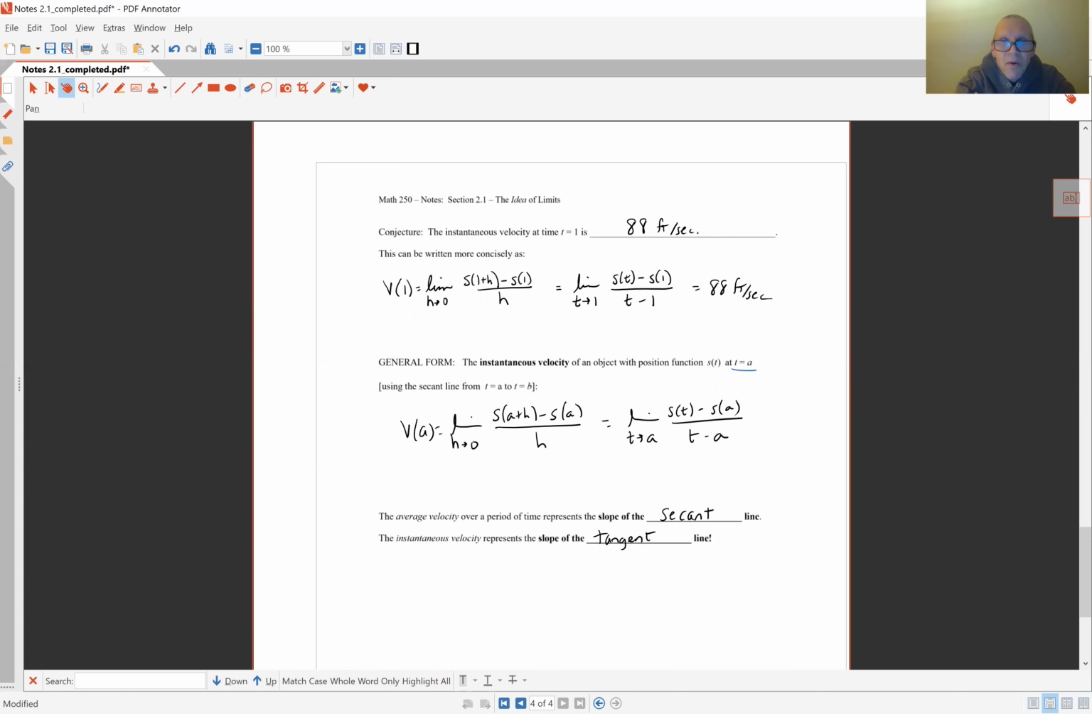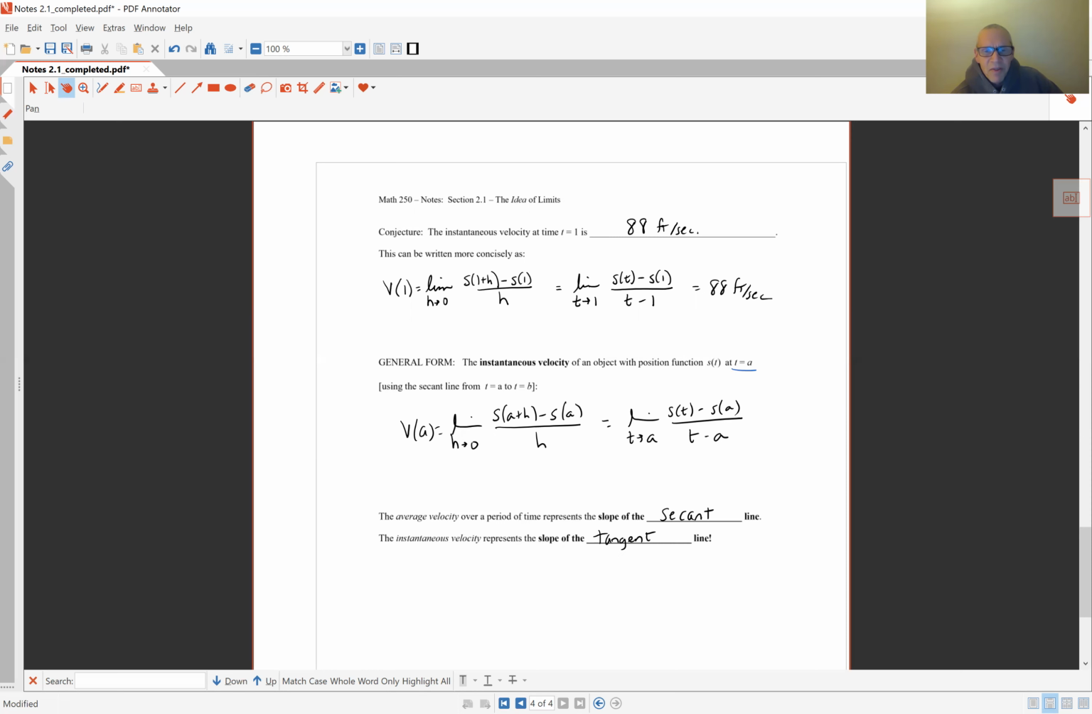So the instantaneous velocity is the limit of s of a plus h minus s of a over h, or it's also the limit of s of t minus s of a over t minus a as t goes to a. Of course, if you plug in t equal to a, the denominator is 0, but for most of the functions we look at, that limit is going to be defined.